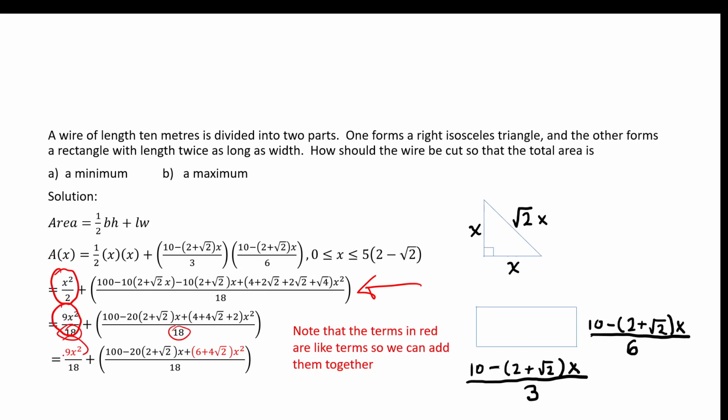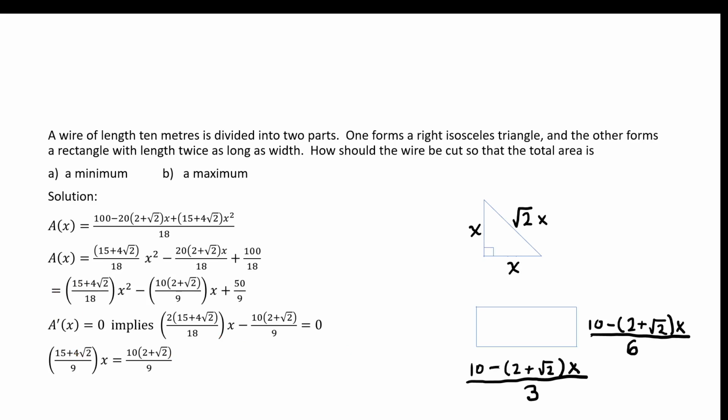And then the slide is telling us these two red terms are like terms. And so what we really have is this expression for overall area. And we know that we can call this 15 plus 4 root 2 times x squared over 18 minus 20 times 2 root 2x over 18 plus 100 over 18. We're just taking that fraction and breaking it apart, changing the orders to put them into more of a standard trinomial ordering. Okay, so now the coefficient of x squared is 15 plus 4 root 2 over 18.